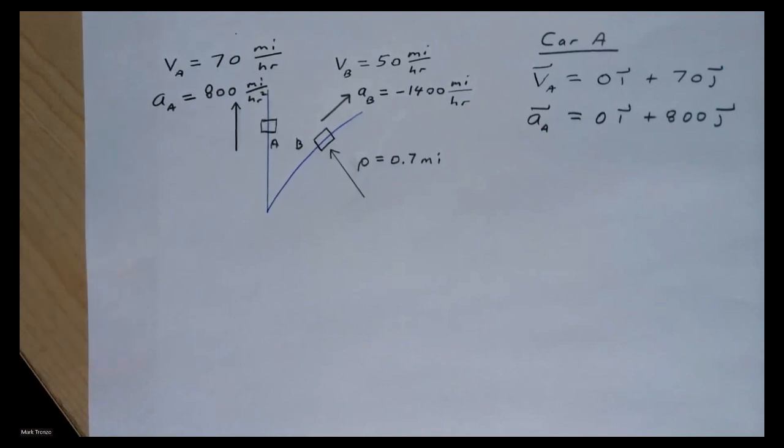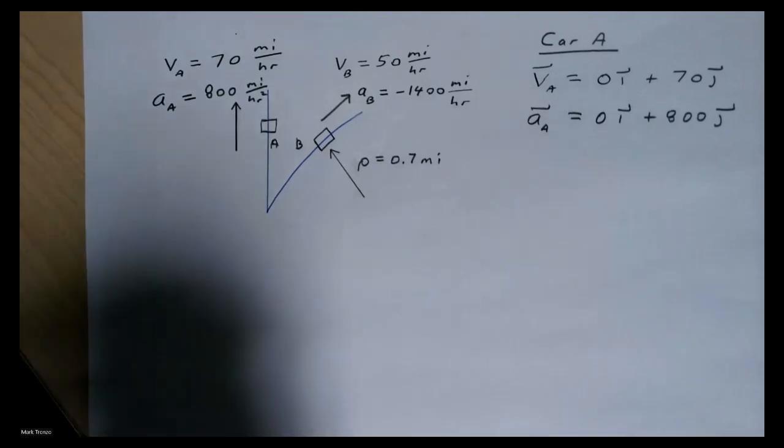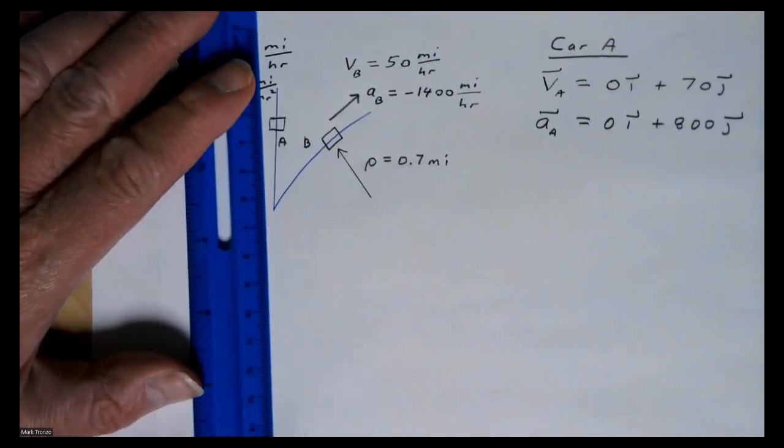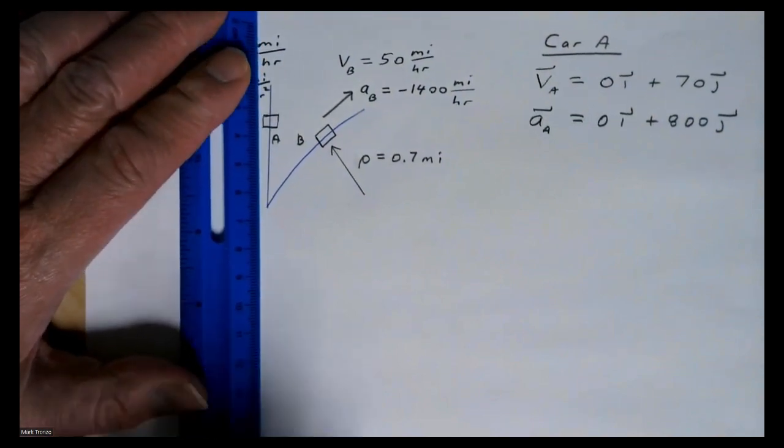So now let's take a look at car B, and we might need to make a little bit of a diagram here to get our bearings.